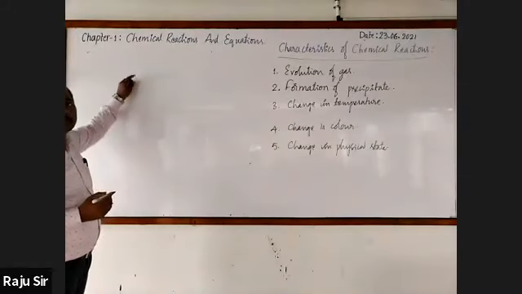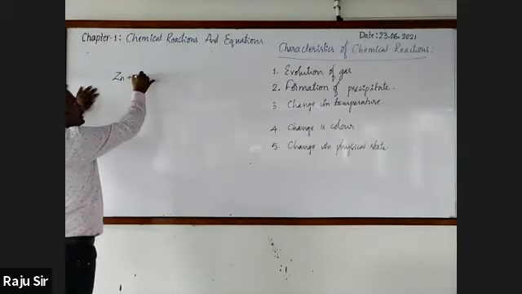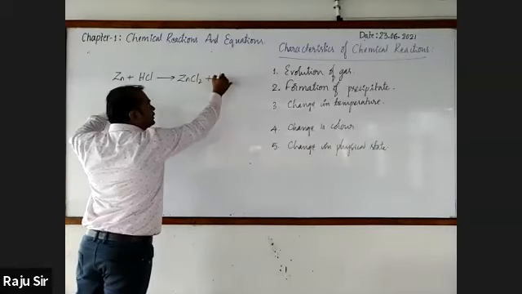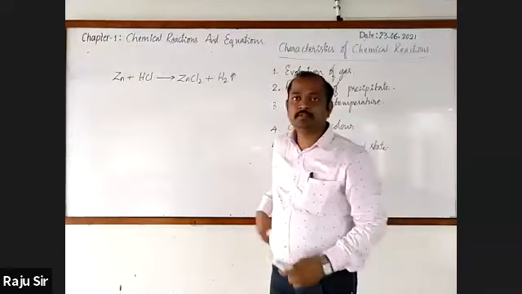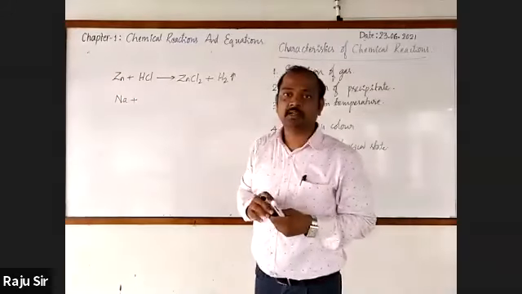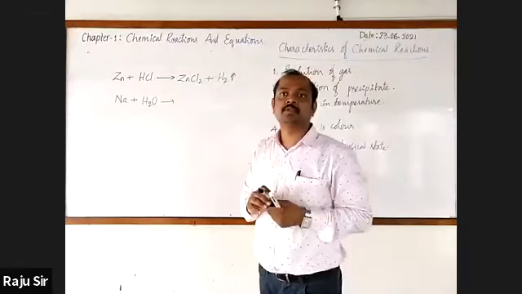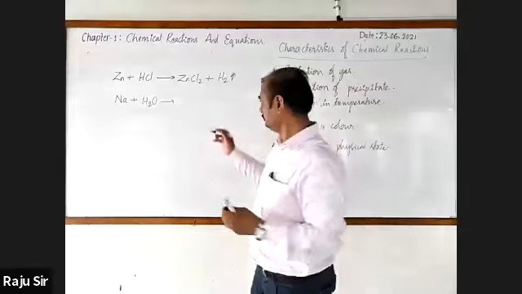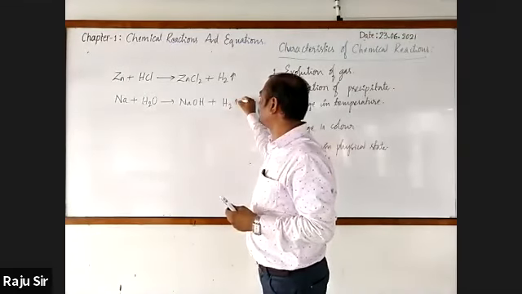For evolution of gas, just look at the board. Here, when zinc granules react with dilute HCl, hydrochloric acid, it produces zinc chloride, ZnCl2, with the liberation of hydrogen gas. Here, gas is evolved. Next, you are also very familiar with the reaction of sodium with water. When sodium metal is placed on the surface of water, the chemical reaction takes place very rapidly and produces sodium hydroxide with the liberation of hydrogen gas.